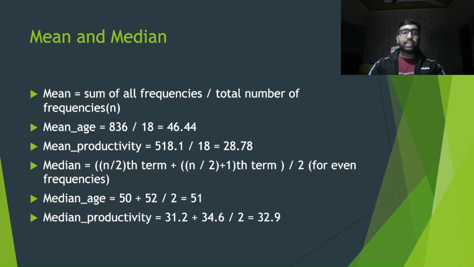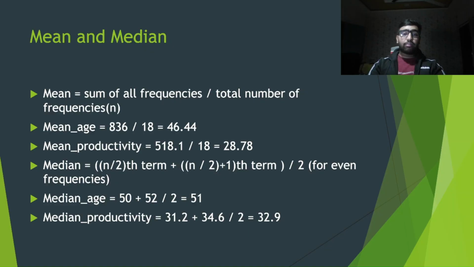First, let's find mean and median. As we have already seen the formulas for mean and median, for mean the formula is sum of all frequencies divided by total number of frequencies, which is 18 in our case. So sum of all frequencies for ages is 836, dividing that by 18 gives us 46.44. Similarly, sum of all productivity percentage values is 518.1, dividing that by 18 we get 28.78. Hence these are the respective mean for age and productivity.